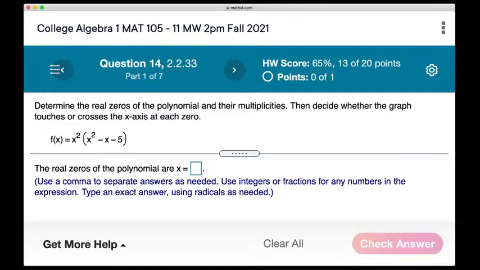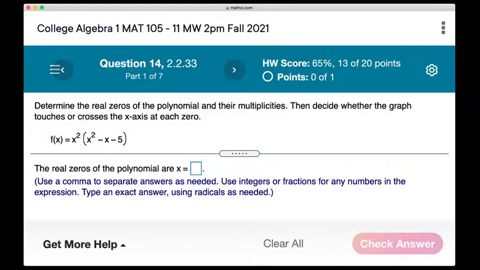Okay. So this is question number 14. This comes from section 2.2, question 33. We're given that f of x equals x squared times x squared minus x minus 5. And then we're asked to find the zeros.